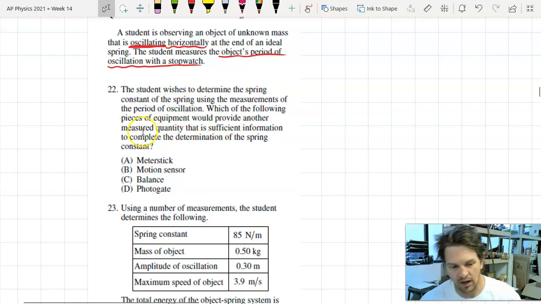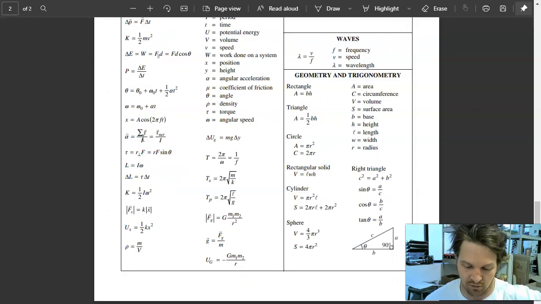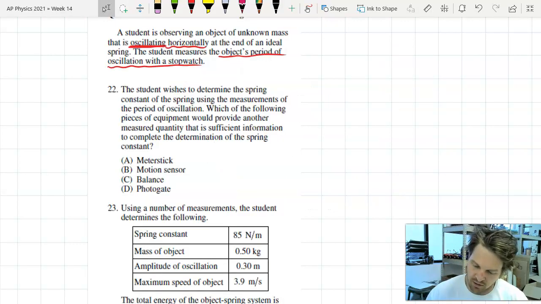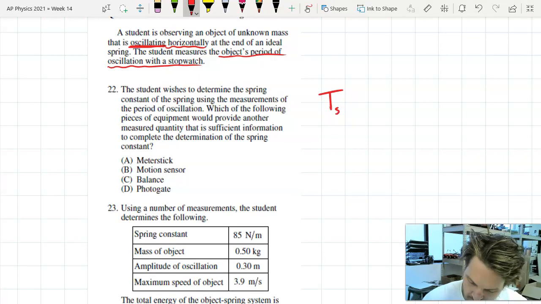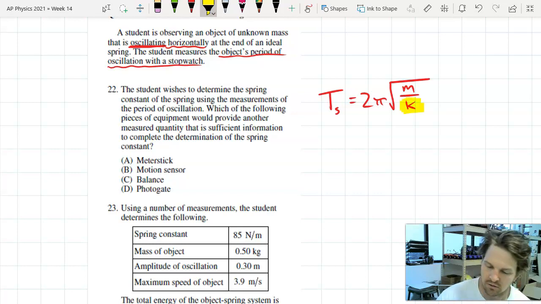So again, we're being asked about the period of a spring. We're being talked to about spring constant, all that. So I'm going to take a look at my formula sheet, and this right here is my formula for the period of a spring. Period of a spring, 2 pi square root of m over k. We are trying to figure out what k is, right?